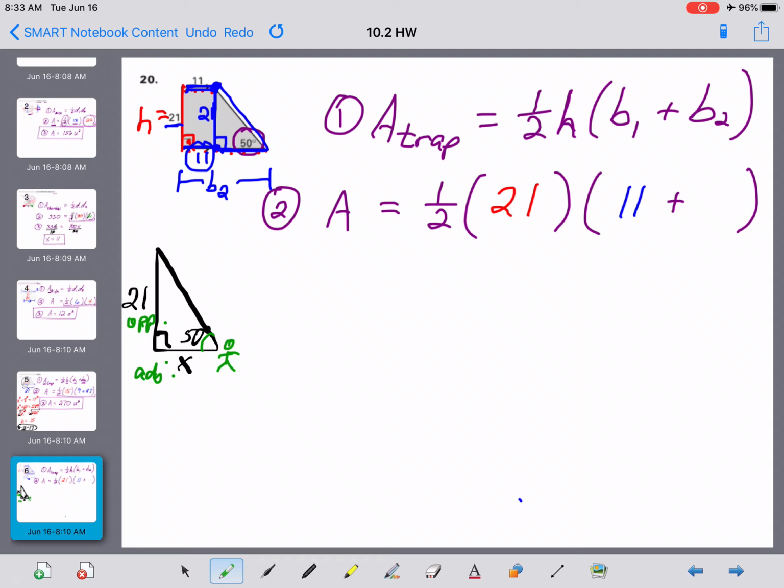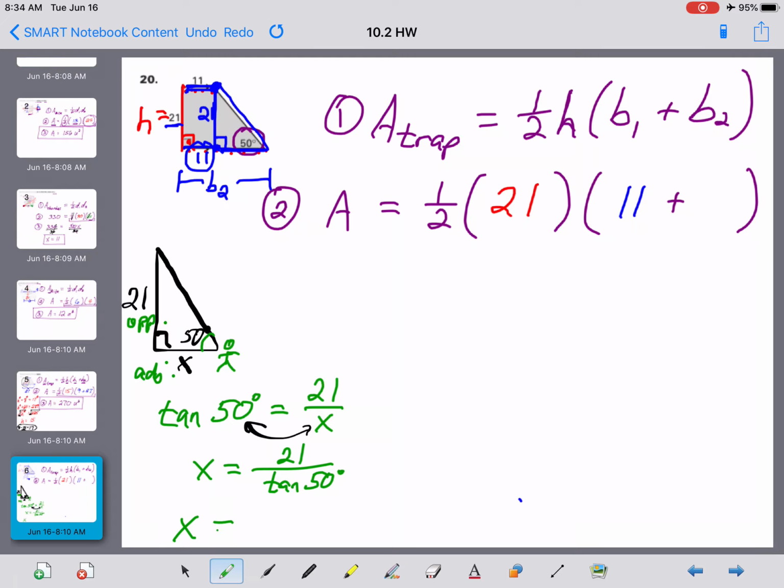And the trig ratio that uses opposite leg and adjacent leg, think SOHCAHTOA, is tangent. So we're going to write tangent of 50 degrees equals opposite leg of 21 over adjacent leg of x. Not our favorite setup here, guys. The x is on the bottom of that fraction, so we're going to flip the left side with the bottom of the right. And we're going to get x is equal to 21 divided by the tangent of 50 degrees. And that we should be able just to dump into our calculator and get the answer right off there.